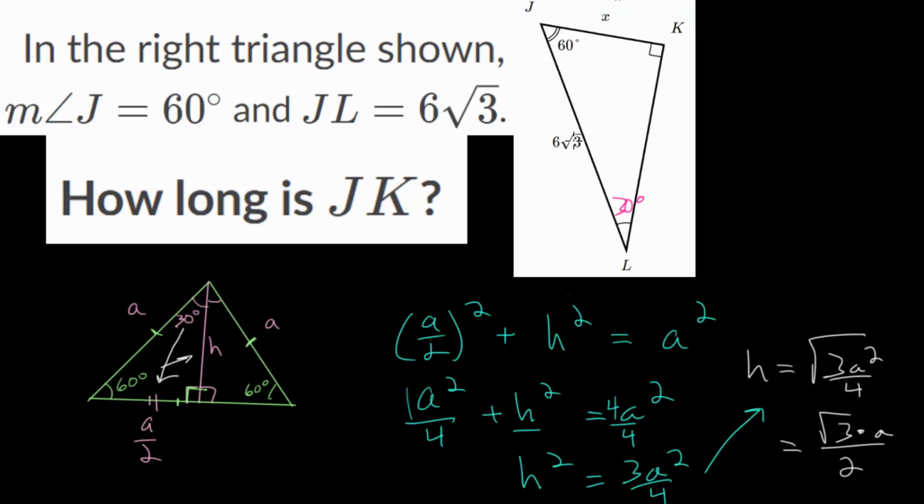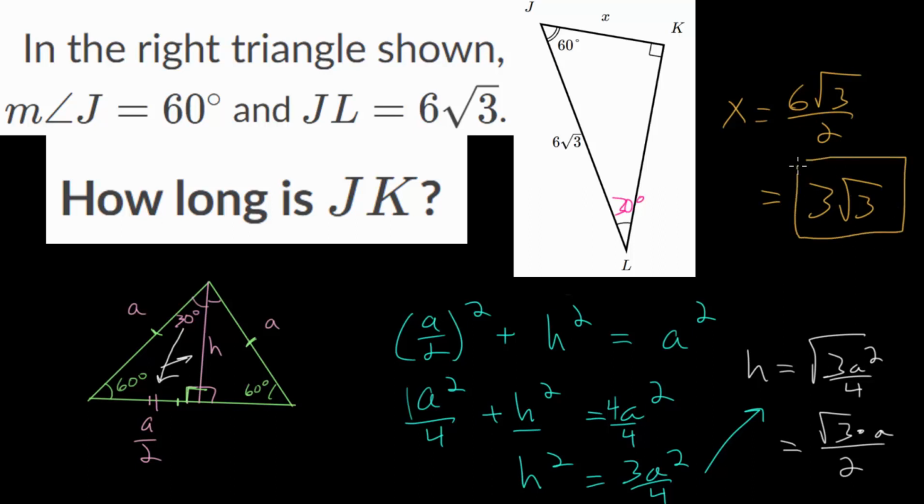And once you have two sides in a right triangle, you can figure out the third side. So x is just half of 6 root 3. So let's write that in. We have that x is really just our hypotenuse divided by 2. So this simplifies to 3 multiplied by the square root of 3. So this right here will be our final answer for the length of JK.